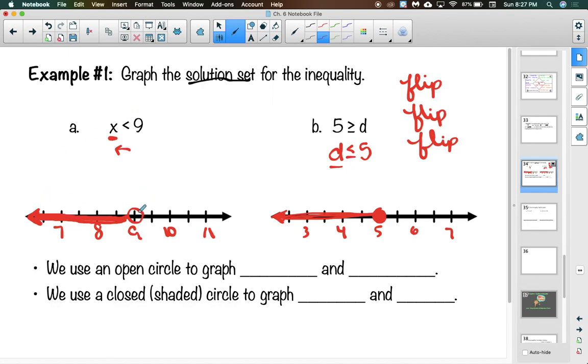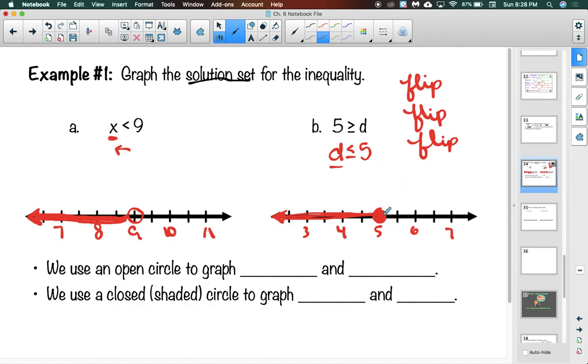The other thing we need to know is, hey, why did I use an open circle here and a closed circle here? Well, I'll tell you why. In our first problem, it was a less than sign. So all numbers less than 9 were part of the solution, but 9 itself was not. So I can't shade in that circle. I circle the 9 and I shade to the left, but it's an open circle because that was just a less than, no equality.